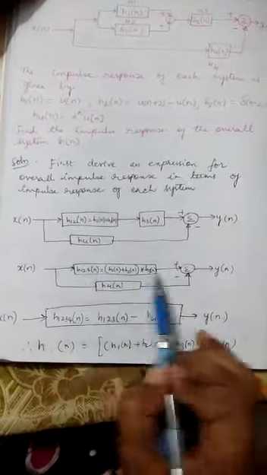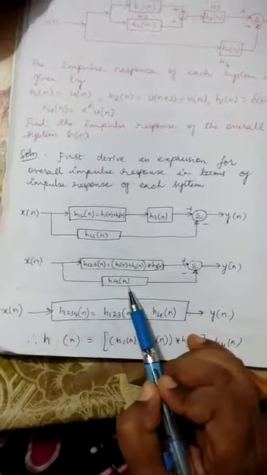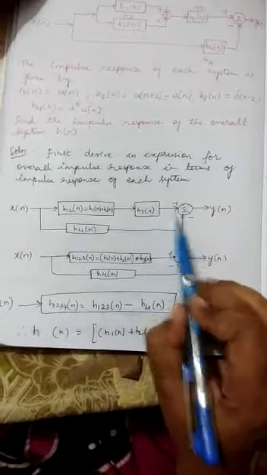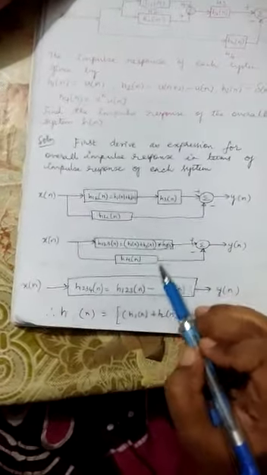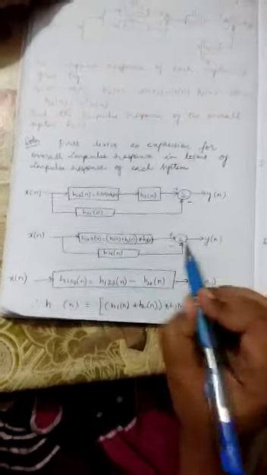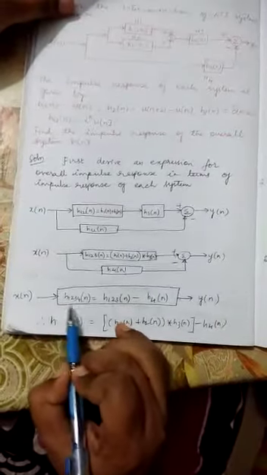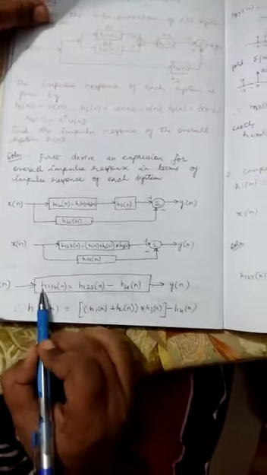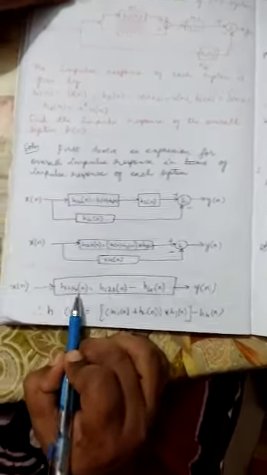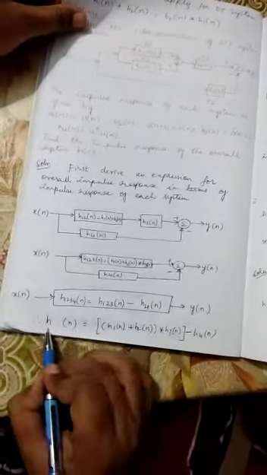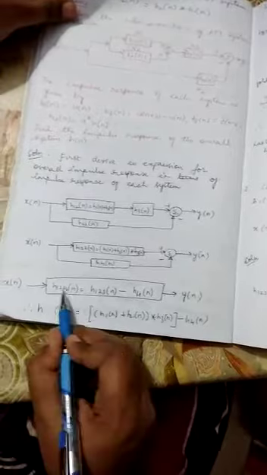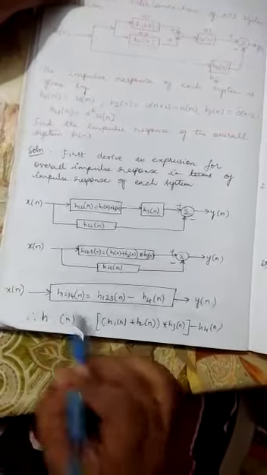Now this branch is again in parallel with this one. Observe that in the summation in the question there is a plus and a minus symbol. When they are in parallel, usually we add the two, but since here there is a negative symbol, this is the overall response of the complete system. Combining the first, second, third and fourth systems, we have h123 minus h4 of n. So h of n, or h1234 of n, is the overall impulse response.